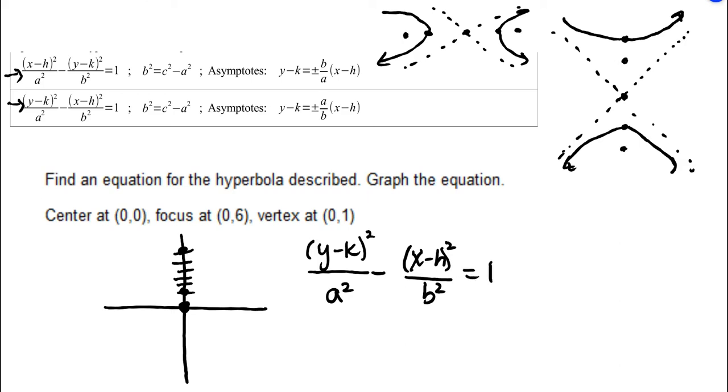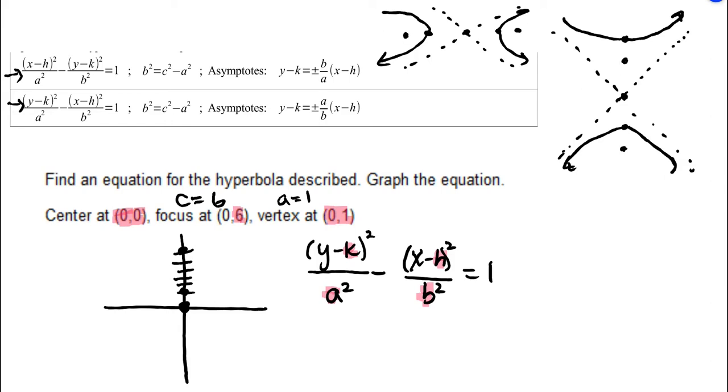So in order to find the equation of the hyperbola, I need to know the center, which is h, k, and these values of a and b. So I can see that the center was given to be 0, 0. So I know the values of h and k. My focus is at 0, 6. So from the center of 0, 0 to the focus at 0, 6, that's a distance of 6. So the value of C is 6. And then from the center to the vertex, that's a distance of 1. And that means my A is 1.